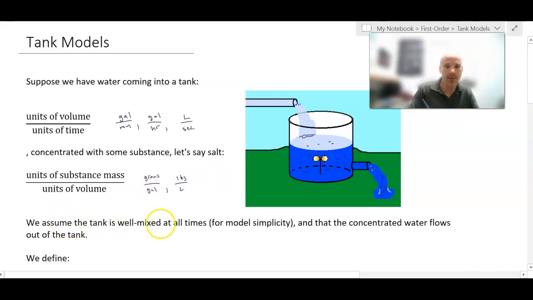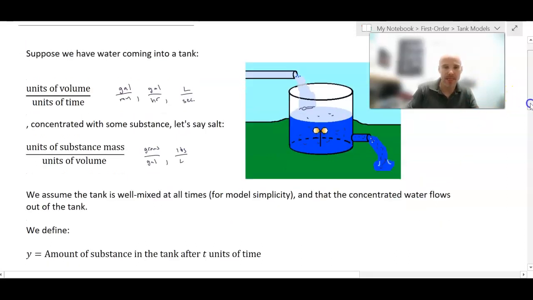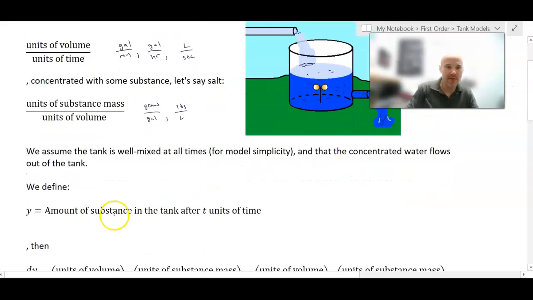We assume the tank is well mixed at all times. For model simplicity, as we've said, we're not going to assume that the substance just pools right at the top. We're going to assume it's immediately well mixed inside of the tank. Now we're going to define our dependent variable to be the amount of substance in the tank after t units of time. Let's say the amount of the substance is in grams, and the unit of time is minutes. So when we build a model, dy/dt will have units of grams per minute.